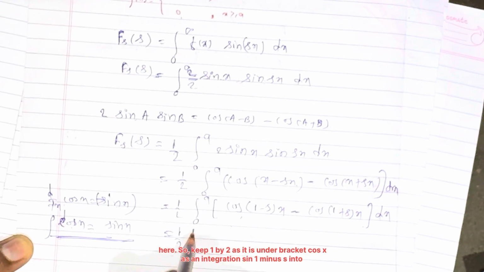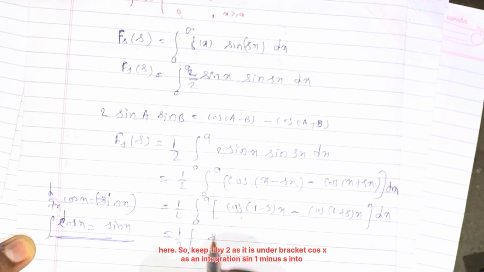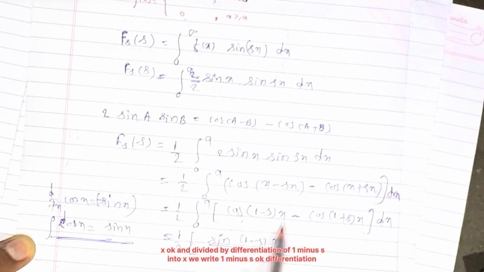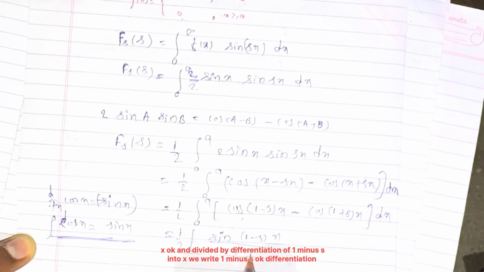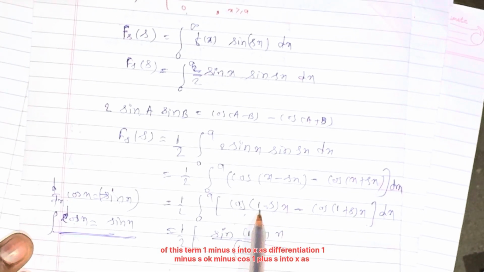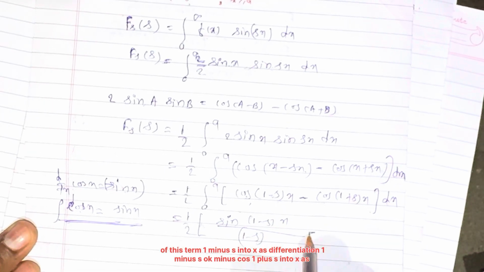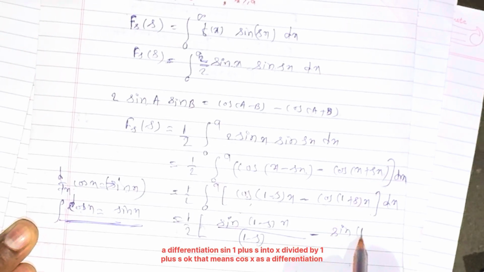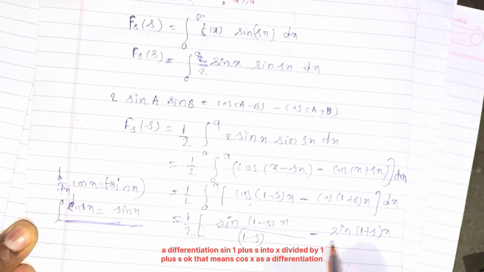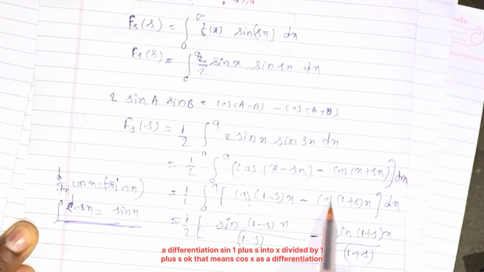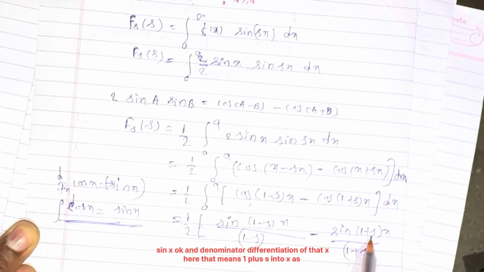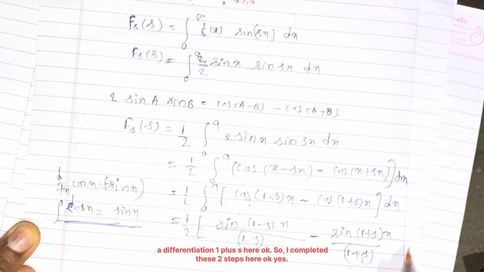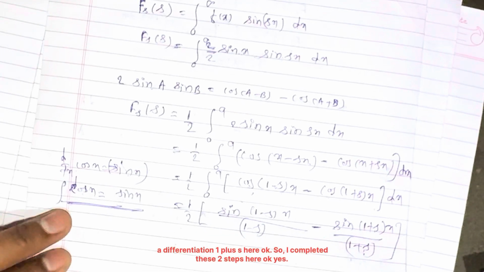So keep 1 by 2 as it is. Under the bracket, cos x has the integration sin of (1 minus s) x, divided by the differentiation of (1 minus s) x, which is 1 minus s. Minus, cos of (1 plus s) x has the integration sin of (1 plus s) x divided by 1 plus s, since the differentiation of (1 plus s) x is 1 plus s. So I completed these steps here.